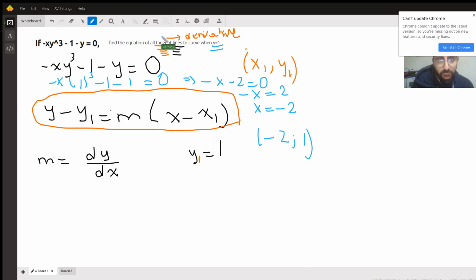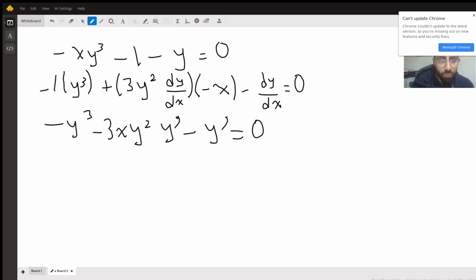So I know till now that the equation is y minus 1, because y1 is 1, equals m times (x minus negative 2). We have a minus already in the formula, and that's a negative, so minus 2 is plus 2. Then we need only to find the value of m. So we go on board number 2. We have this equation that's given to us.